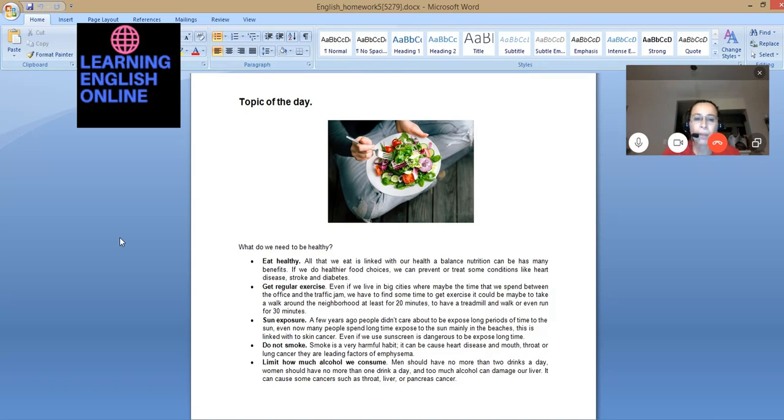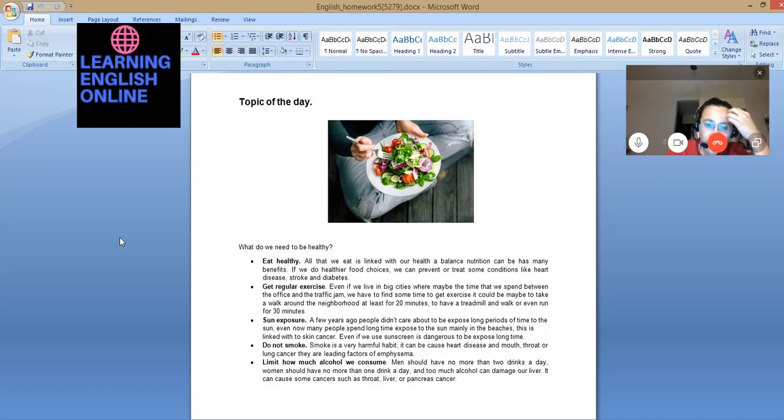Don't smoke. Smoking is a very harmful habit. It can cause heart disease and mouth, throat, or lung cancer. They are leading factors of emphysema.